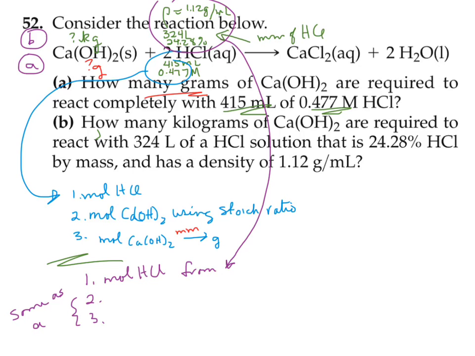From there, it's just the same as A. Once you have the moles of HCl, you can get to the moles of calcium hydroxide using stoichiometry. And once you have moles of calcium hydroxide, you can get to grams of calcium hydroxide using its molar mass. That's it.